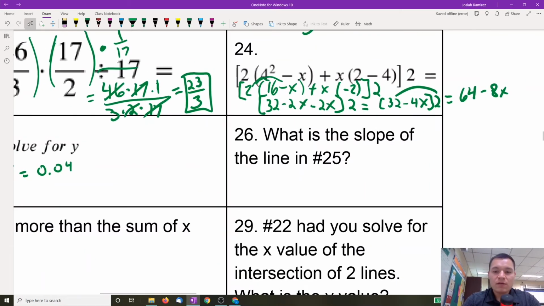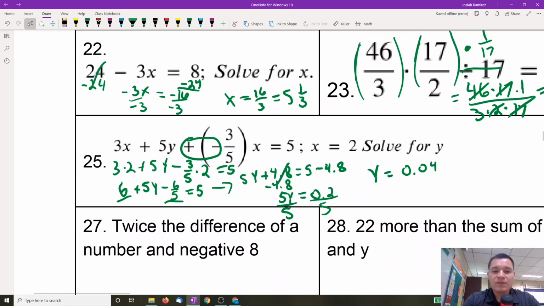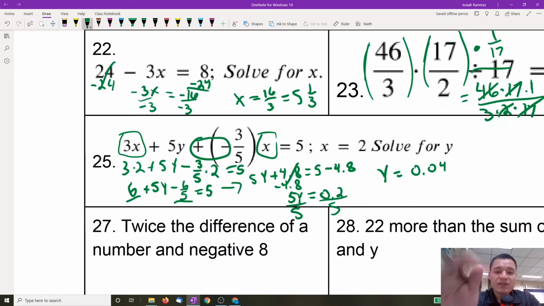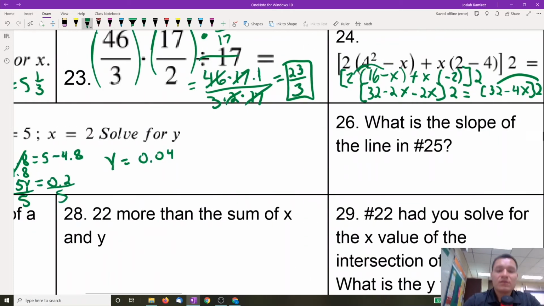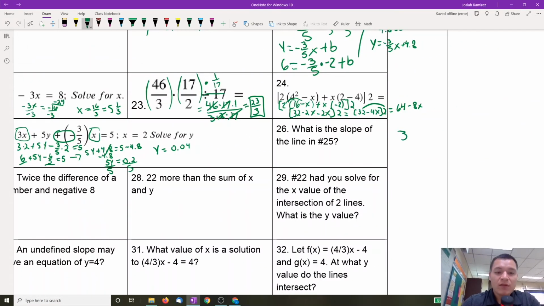What is the slope of the line in number 25? If we go back to this question, to solve number 26, we need to get the x's together, move them to the other side of the equation, and then get y by itself. So let's just start off by rewriting this in a place where we have some more room. 3x plus 5y minus 3/5 x equals 5.